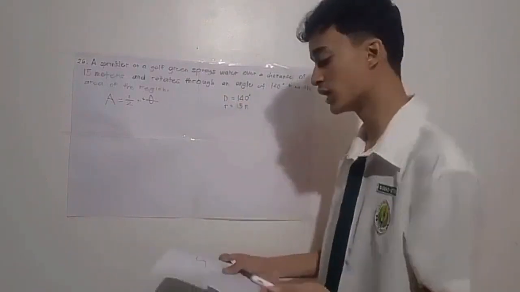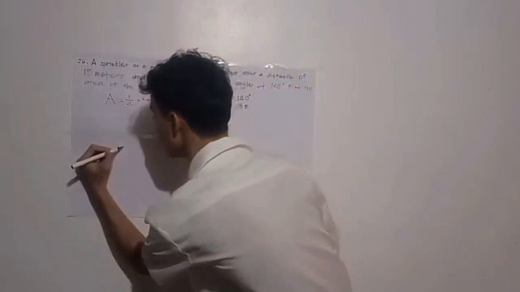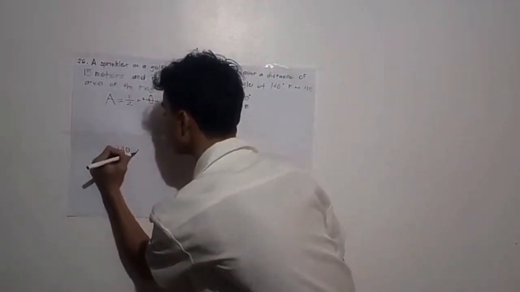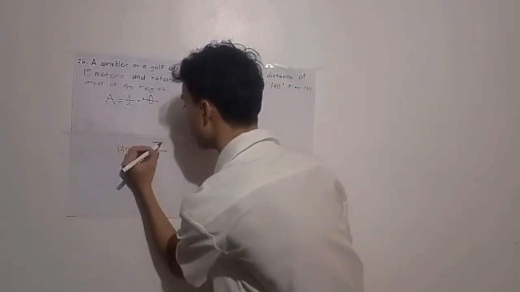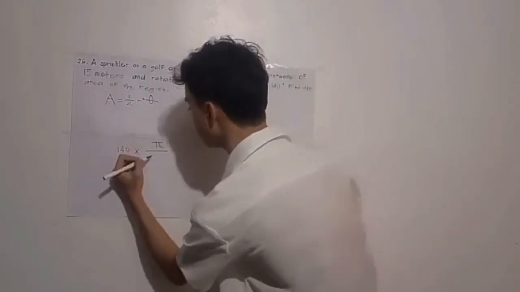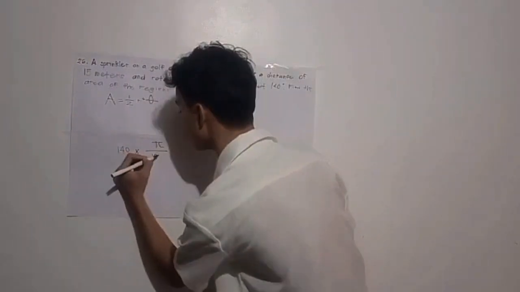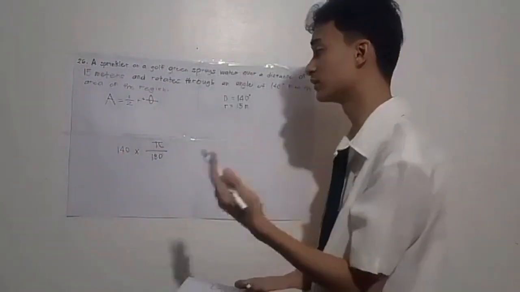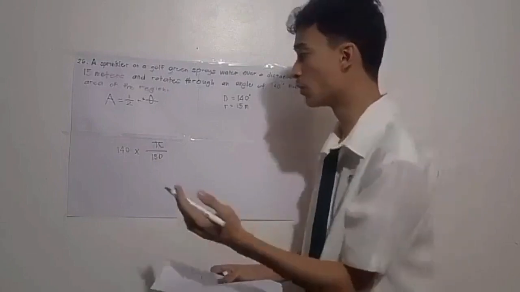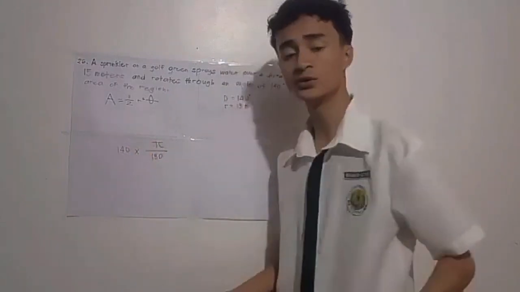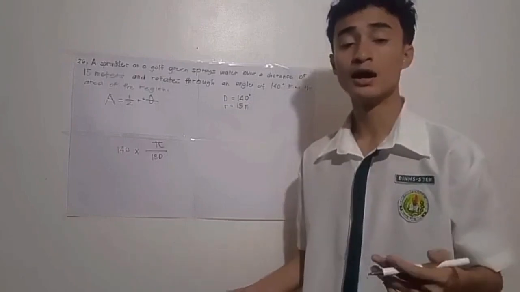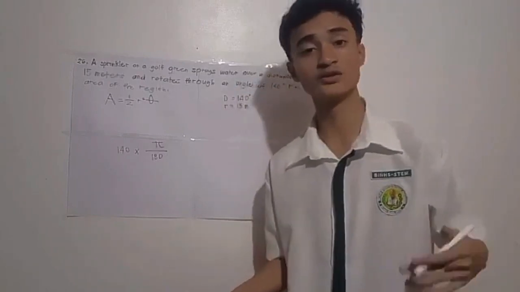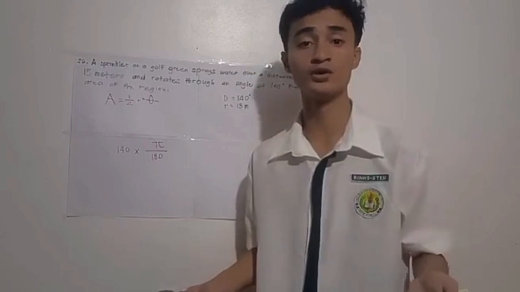So how are we gonna do that? We're gonna put 140 times pi over 180. To reduce 140, we need to divide it by a number divisible into 140. A number divisible into 140 is 20, and 140 divided by 20 is 7.